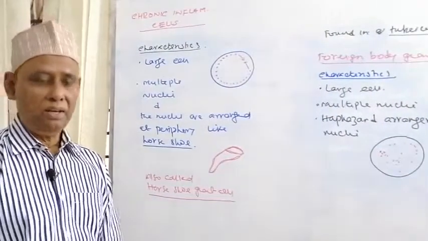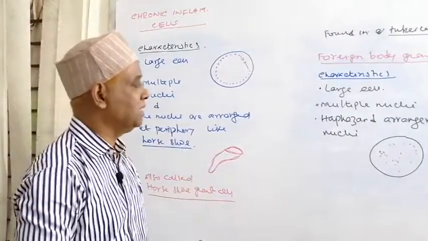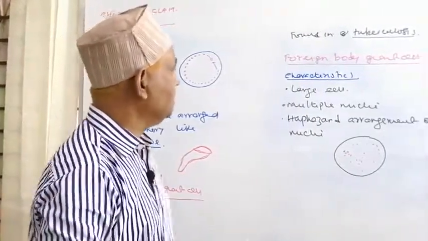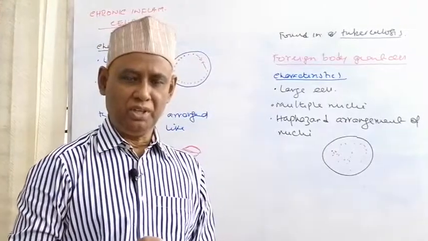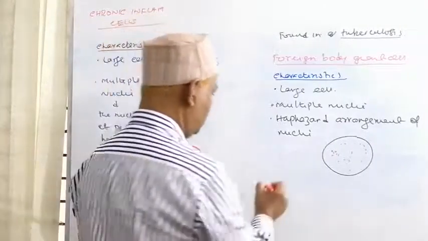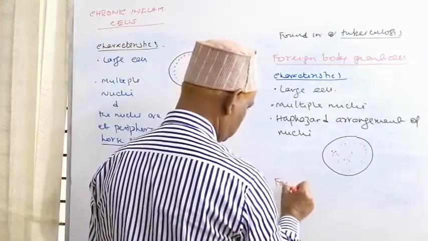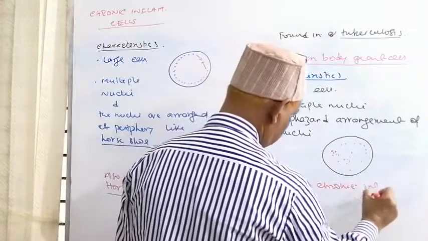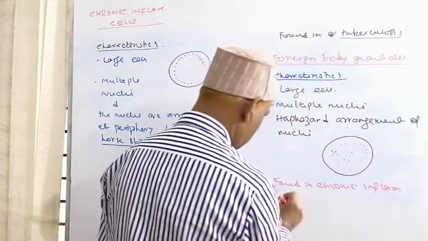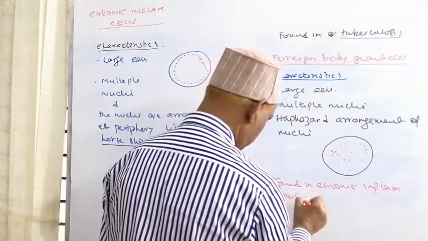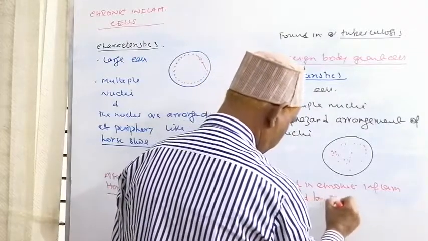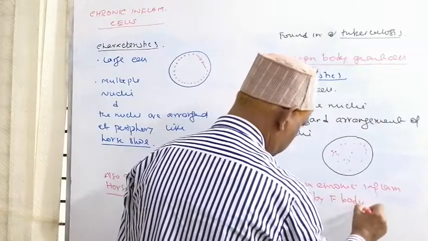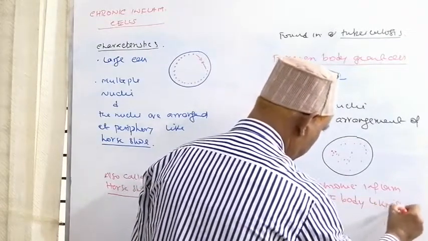Where can we get foreign body giant cell? In chronic inflammation caused by foreign body like silica.